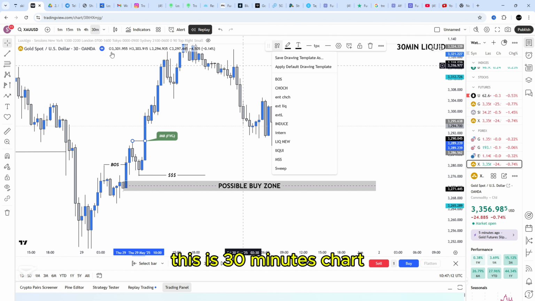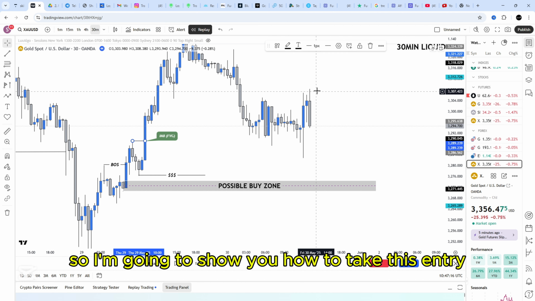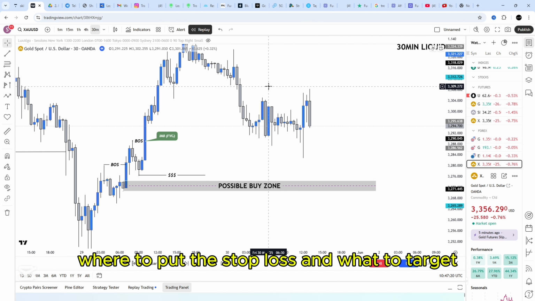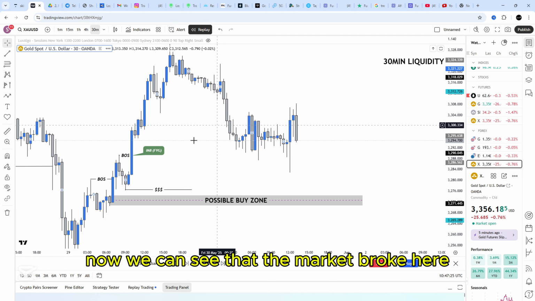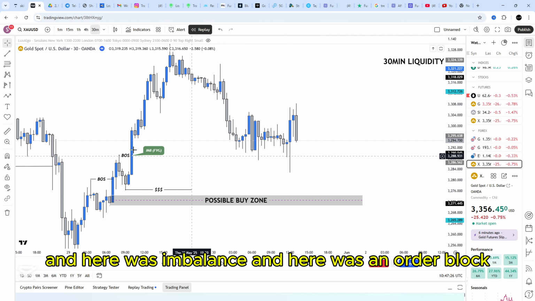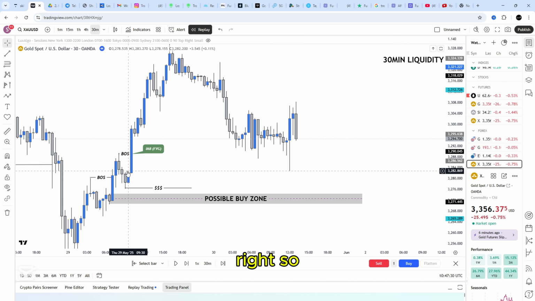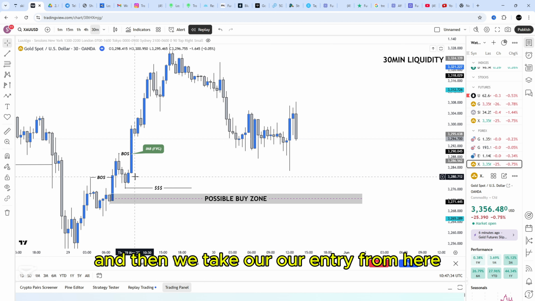And by the way, this is a 30 minutes chart, and that's what I was talking about. So I'm going to show you how to take this entry, where to put the stop loss, and what to target. Let me see here. Now we can see that the market broke here, and here was imbalance, and here was an order block, right? So this was the first order block that maybe the market would come to, and then we take our entry from here.